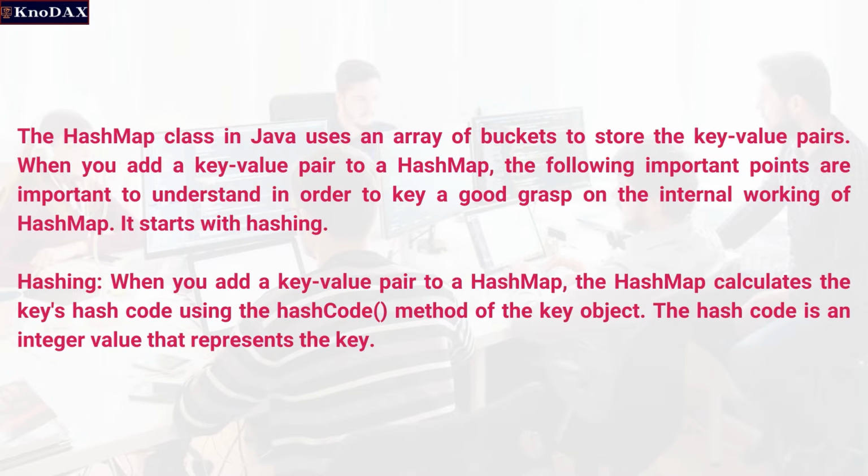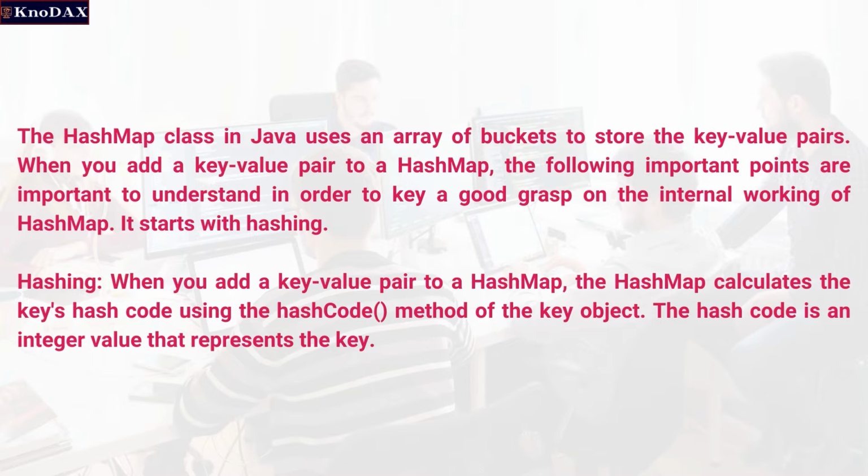When you add a key-value pair to a HashMap, the following points are important to understand in order to keep a good grasp on the internal working of HashMap. It starts with hashing. When you add a key-value pair to a HashMap, the HashMap calculates the key's hash code using the hashCode method of the key object. The hash code is an integer value that represents the key.